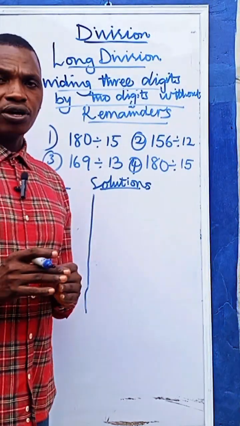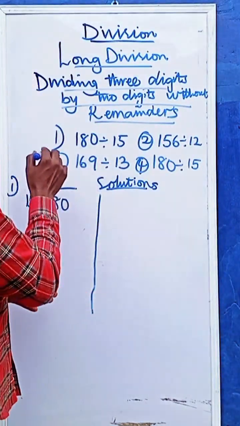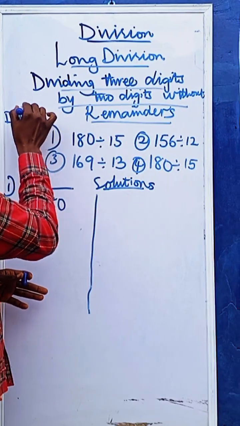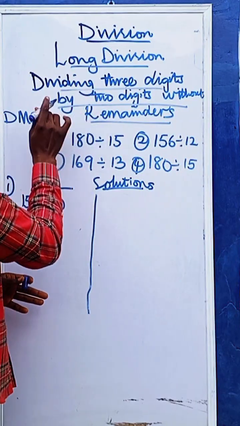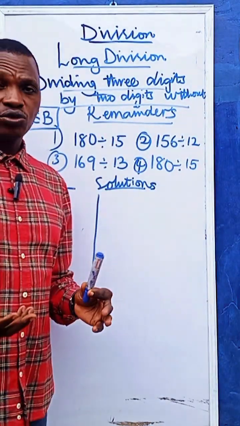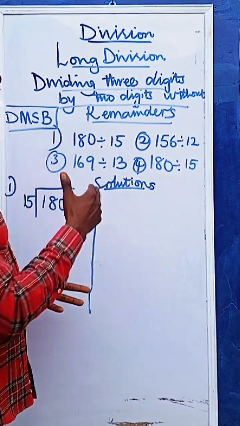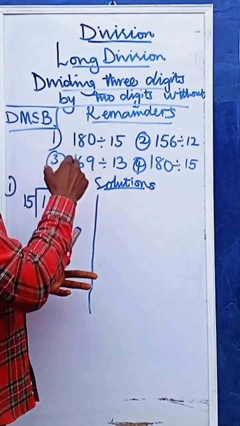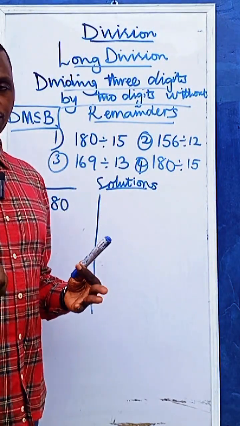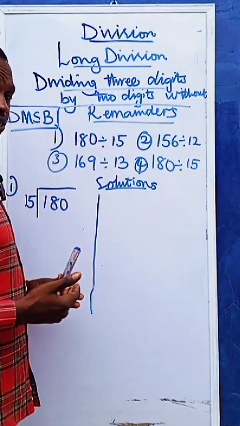Now the step I always recommend, which makes it easy peasy for children, is to follow what we call the DMSB. This is just an acronym I always advise children to follow. The first D stands for division, the M stands for multiplication, the S stands for subtraction, while the B stands for bring down. Then you bring down the next number. Let's apply it to this question.